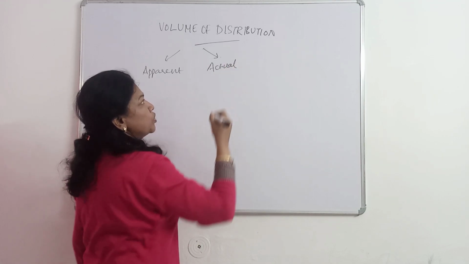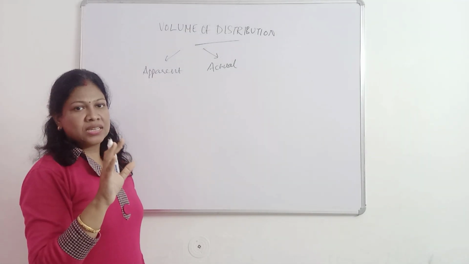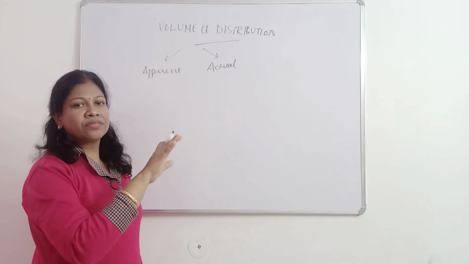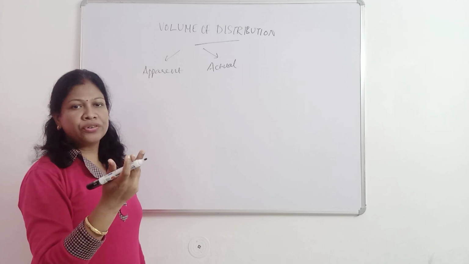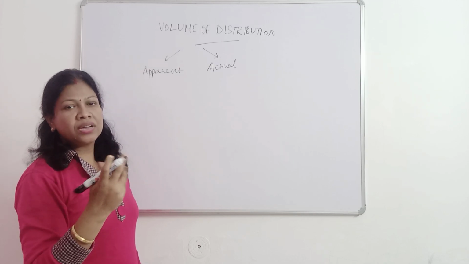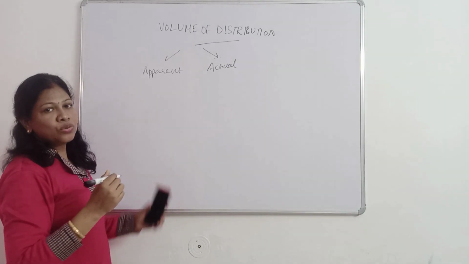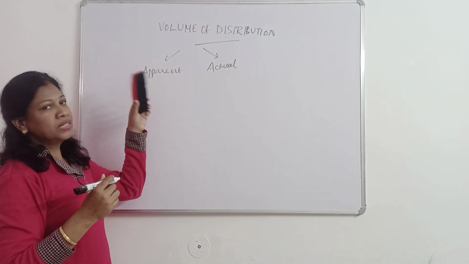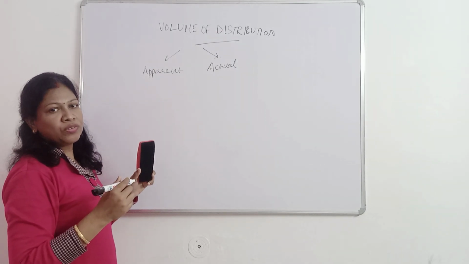So volume of distribution is the volume available for distribution of drugs. Distribution is the movement of drug from systemic circulation, through the blood, to body fluids, to different organs, and to barriers like the blood-brain barrier and placental barrier. So the volume required for the drug for distribution purpose is known as volume of distribution.